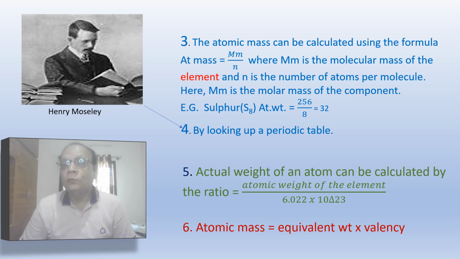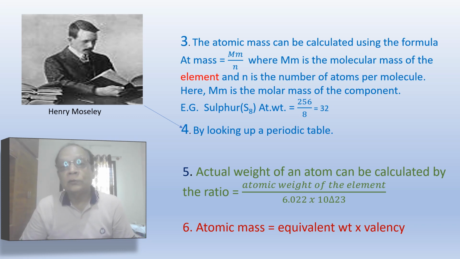The atomic mass can be calculated using the formula: atomic mass equals molecular mass of the element divided by N, where N is the number of atoms per molecule. Remember, this is to be applied in the case of diatomic, triatomic, tetratomic elements like ozone, sulfur, phosphorus. So we apply this formula. It is done for you. Sulfur is represented as S8. It is an octatomic molecule.